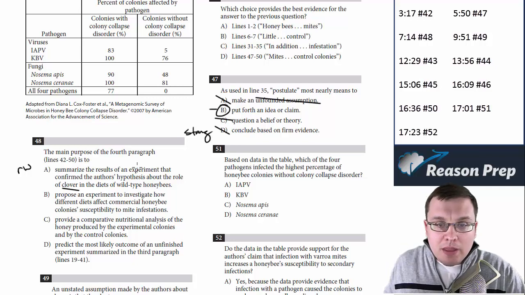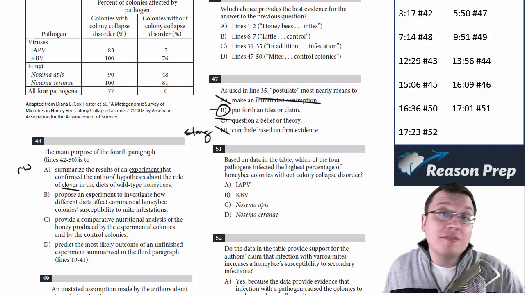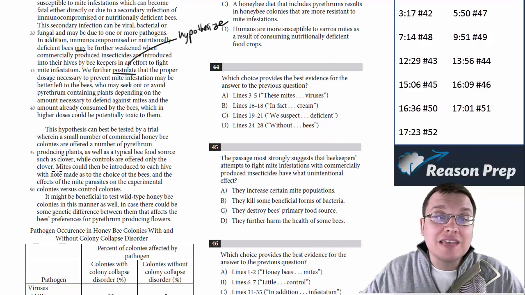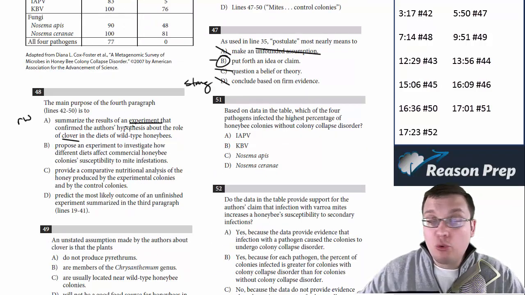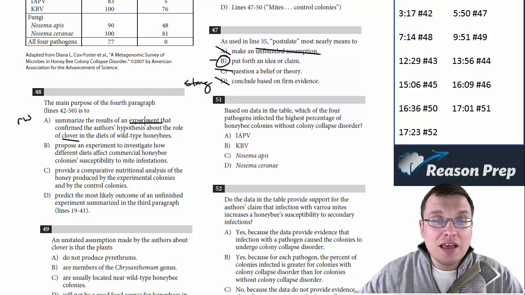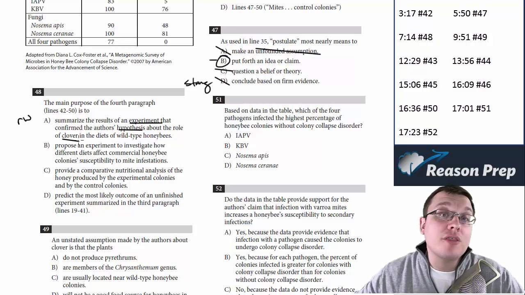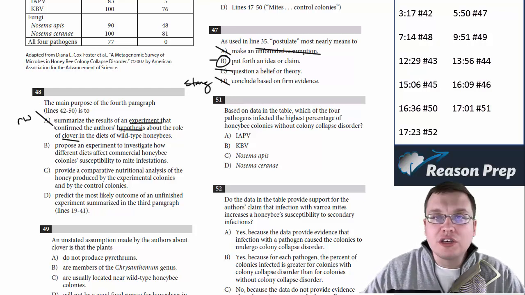But notice, and they are talking about an experiment, but they haven't done the experiment yet, right? This is a potential experiment, right? It can best be tested. It hasn't been done yet. So we don't really know what the results would be, whether it would confirm either way. And more importantly, I suspect this hypothesis that we've laid out is not just about clover. It's about the pyrethrum containing plants. So there's a whole bunch of things wrong with A.